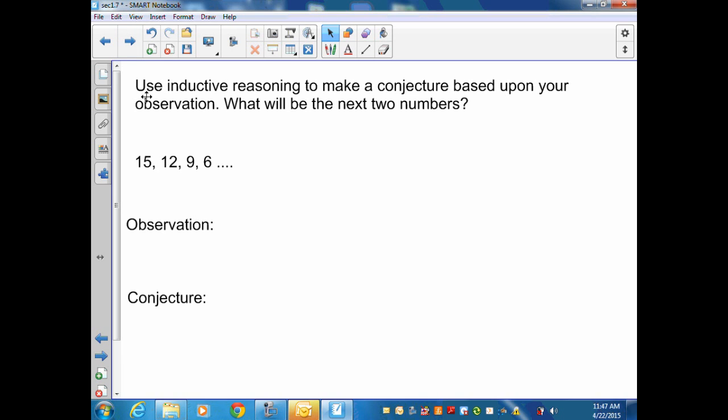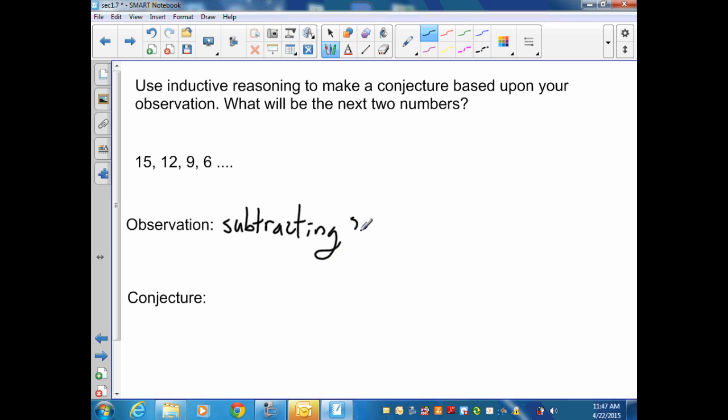Use inductive reasoning to make a conjecture based on your observation. What will the next 2 numbers be? Here, I start with 15, I go to 12, 9, and 6. So it looks like this is subtracting three on the last digit.